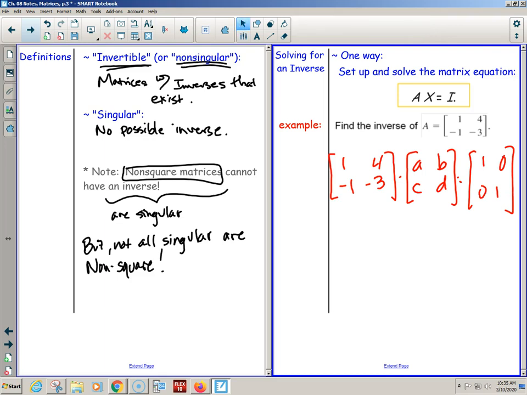Sorry, guys, got something in my throat. How do I multiply? Just like we learned yesterday. 1a plus 4c, that's going to be the first one. 1b plus 4d, that's going to be the second one. Negative a minus 3c, that's going to be the third one. And negative b minus 3d, that's going to be the fourth one.